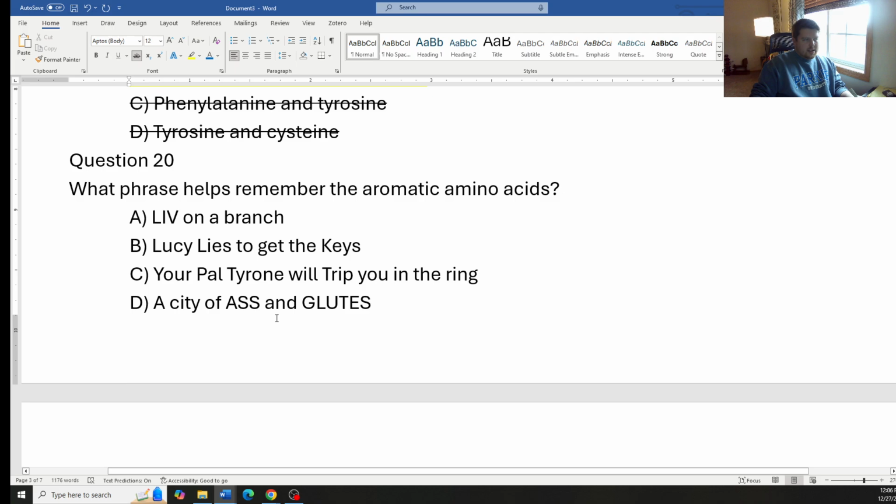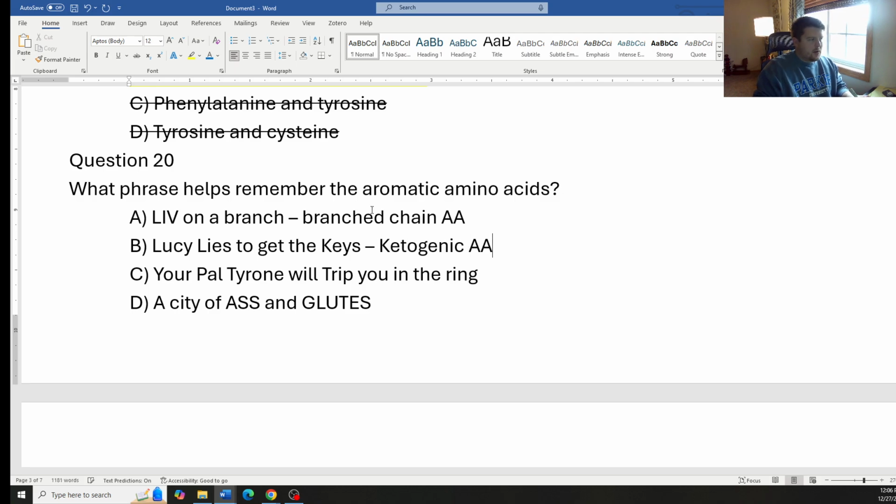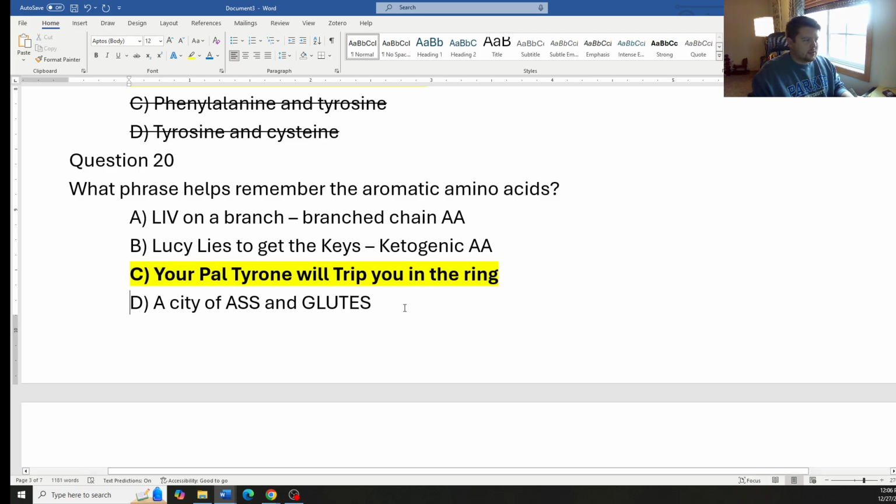Question 20. What phrase helps remember the aromatic amino acids? "Live on a branch." "Lucy lies to get the keys." "Your pal Tyrone will trip you in the ring." "A city of ass and glutes." Live on a branch: these are our branched chain amino acids. Lucy lies to get the keys: those are our ketogenic amino acids. Your pal Tyrone will trip you in the ring is our aromatics. The city of ass and glutes is our acidic amino acids.